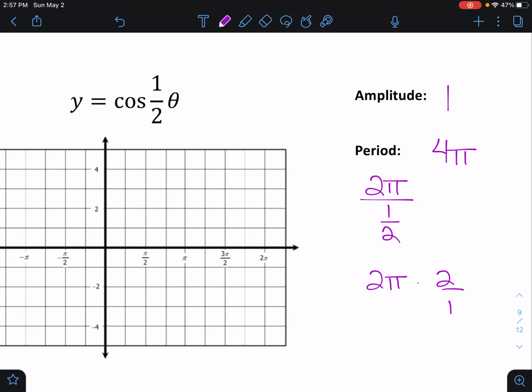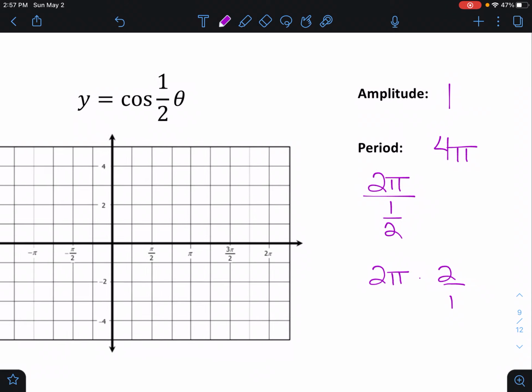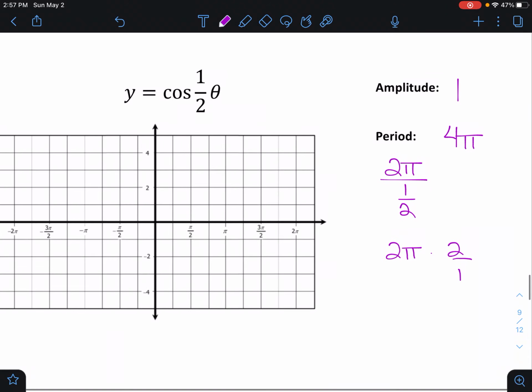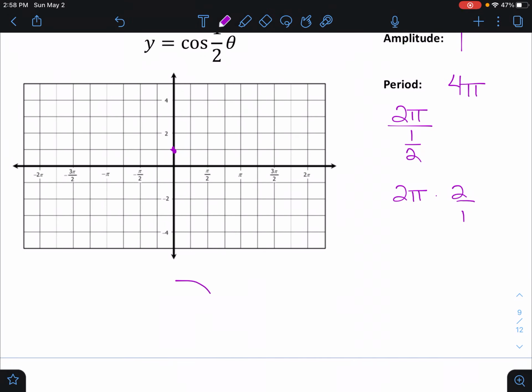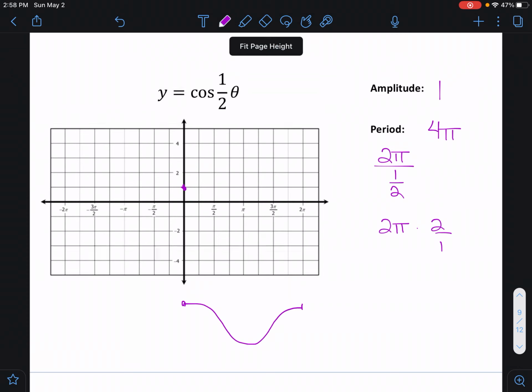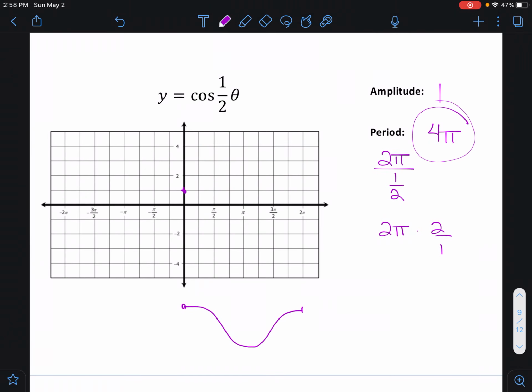Okay, so now I want to use that. All right, well, I know that cosine starts at 1, and my amplitude is still 1, so I know I'm going to be here. And now I need to get back to here. If you remember, cosine kind of goes like this. So I need to get back to 1 at 2 pi. But now it's been changed to 4 pi.